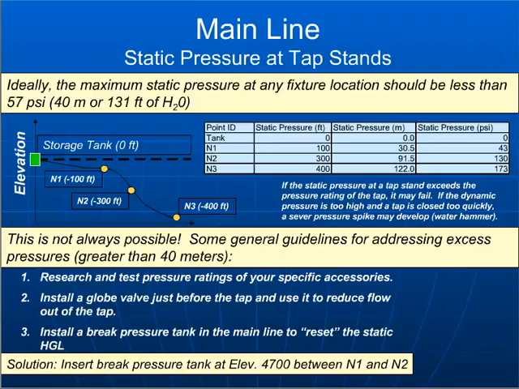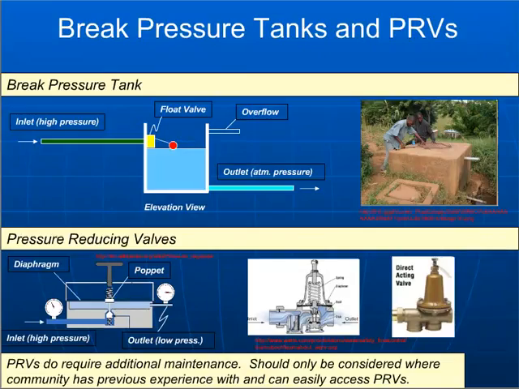And then the third option listed there, if you're unable to maintain the 40 meters, is to install a brake pressure tank in the system. That would be perhaps a very good solution for this example problem. Perhaps between node 1 and node 2, another small tank could be inserted into the system to essentially reset that hydraulic grade line. And so picture here on the top of what's happening in a brake pressure tank.